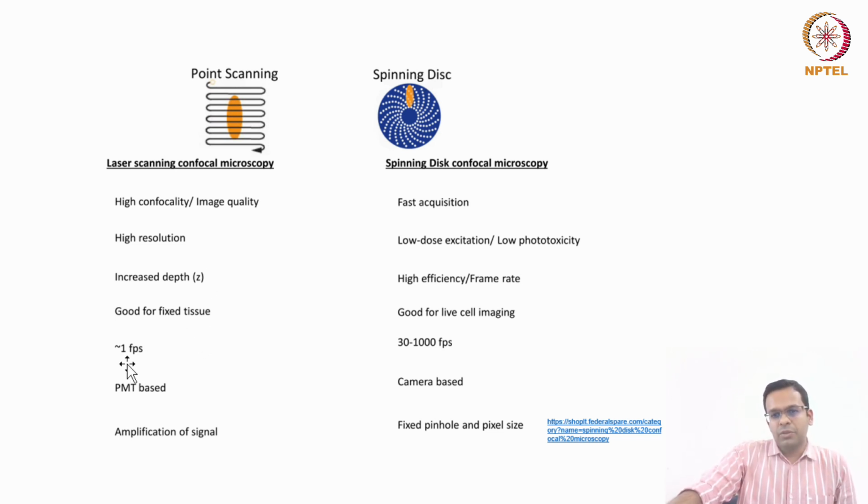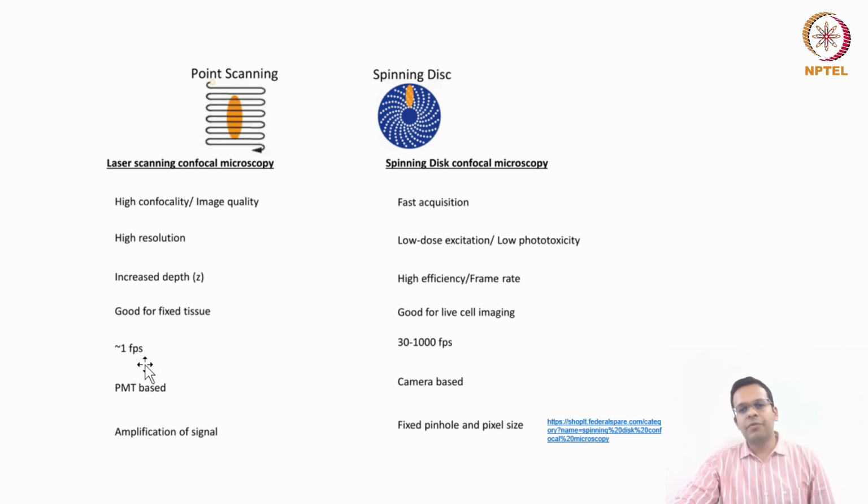Then the frame rate of imaging. This can provide 1 fps, meaning 1 frame per second, whereas this can give 30 to 1000 frames per second. Then here the detection is photomultiplier tube based, whereas here the detection is camera based because it's a multi-point illumination system, so you need a camera instead of a photomultiplier tube. And here the signal is amplified, and here the pinhole size is fixed. Okay, and the pixel size is also fixed because of the Yokogawa discs.